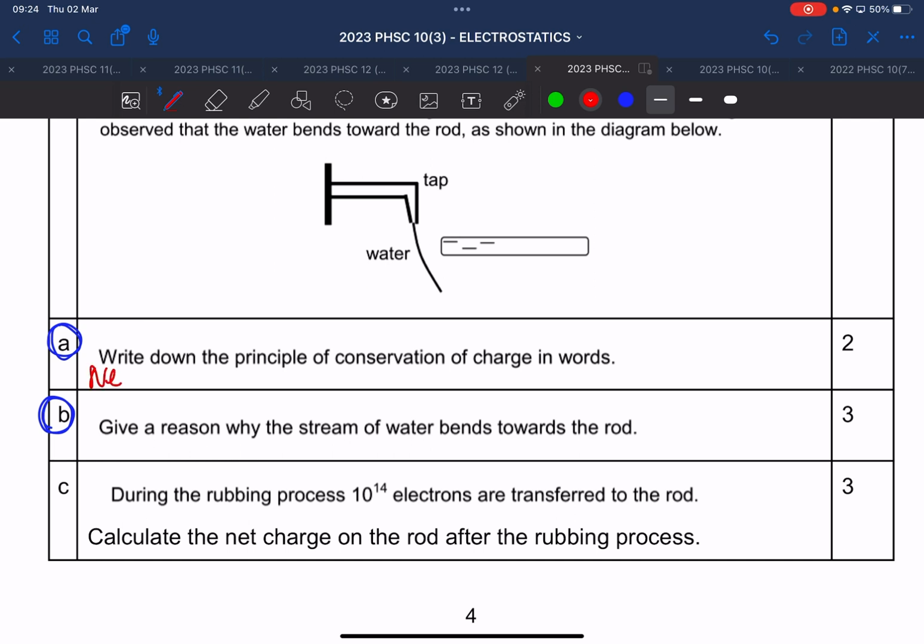So the net charge of an isolated system remains constant during any physical change or process.